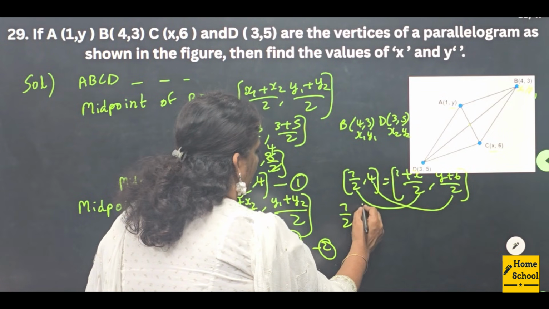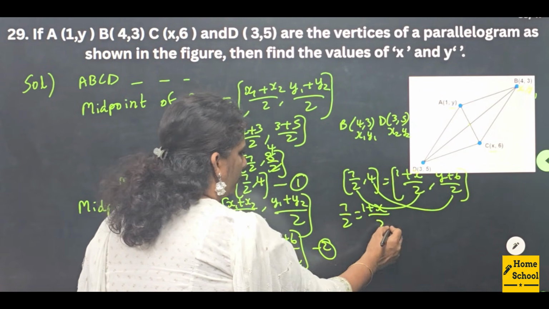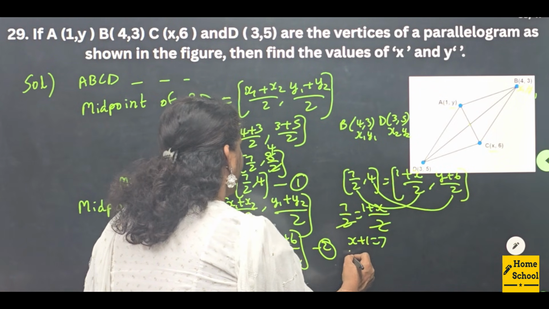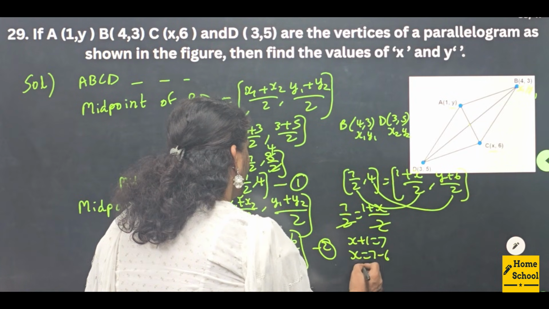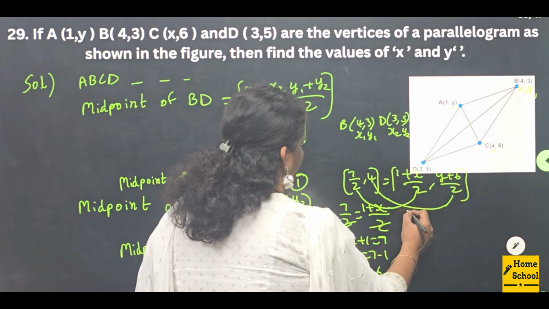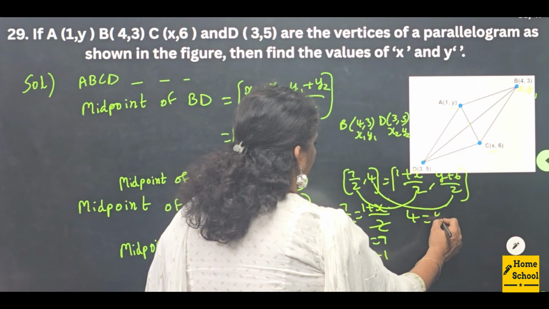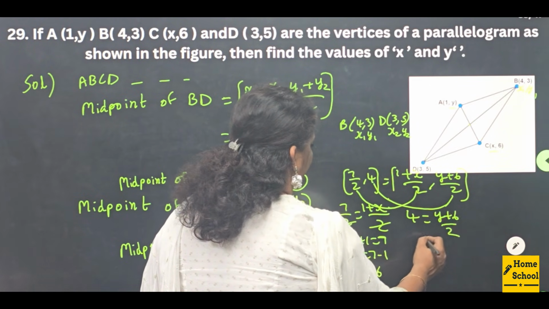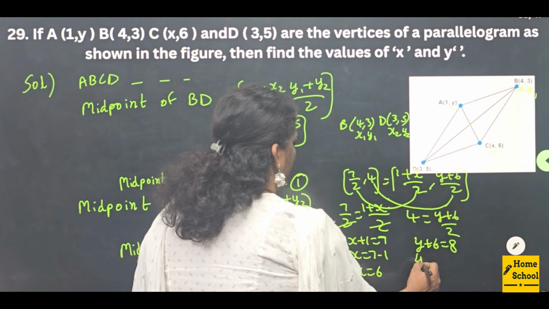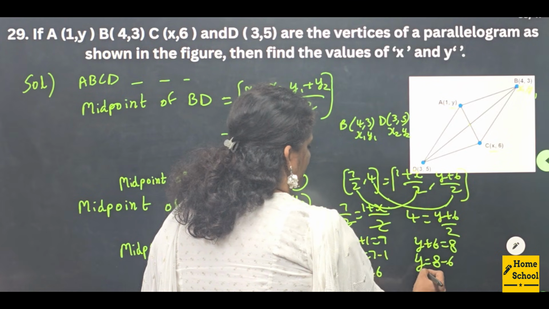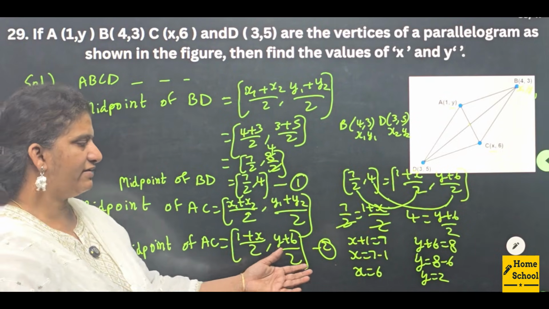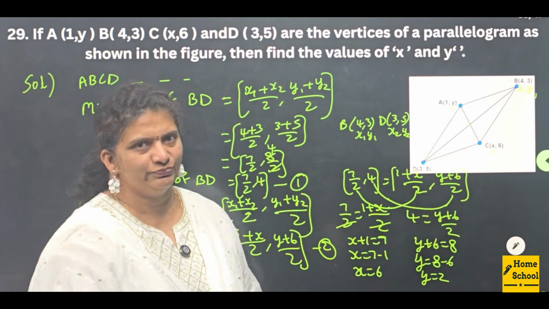7 by 2 equal to (1 plus x) by 2. The 2s cancel. x plus 1 equal to 7, x is equal to 7 minus 1, x is equal to 6. Now equate these two. 4 is equal to (y plus 6) by 2. y plus 6 is equal to 4 twos are 8. y is equal to 8 minus 6, y is equal to 2. Therefore, the values of x and y are 6 and 2.